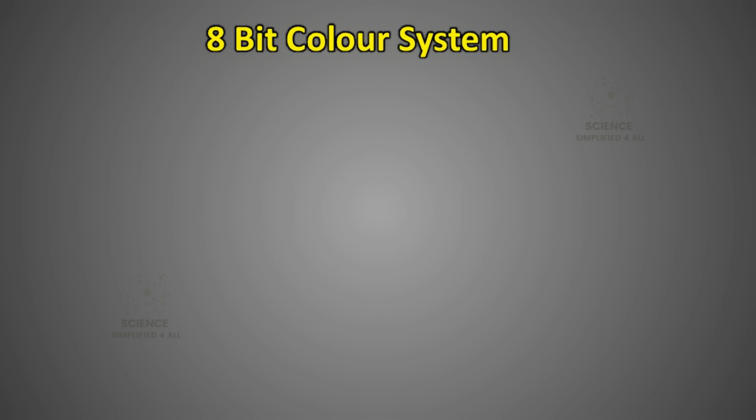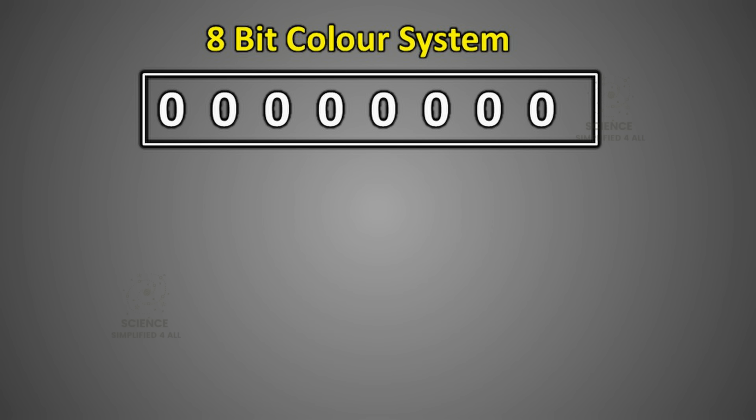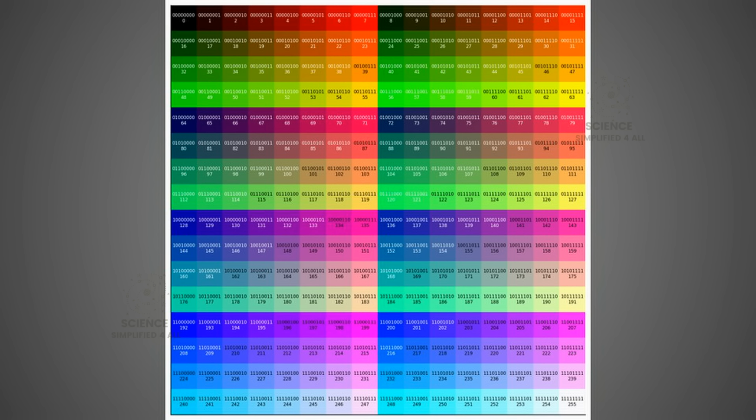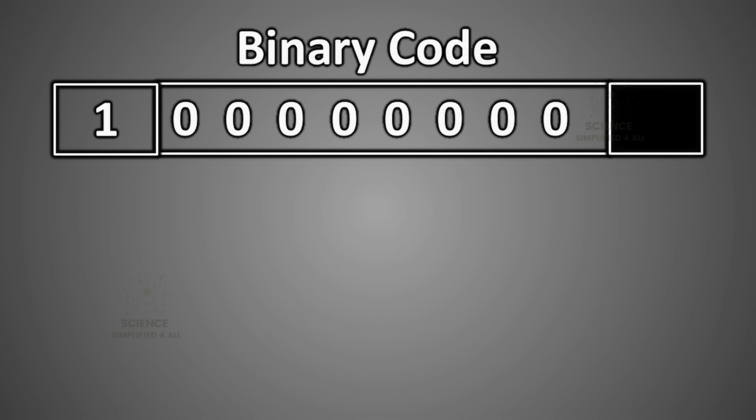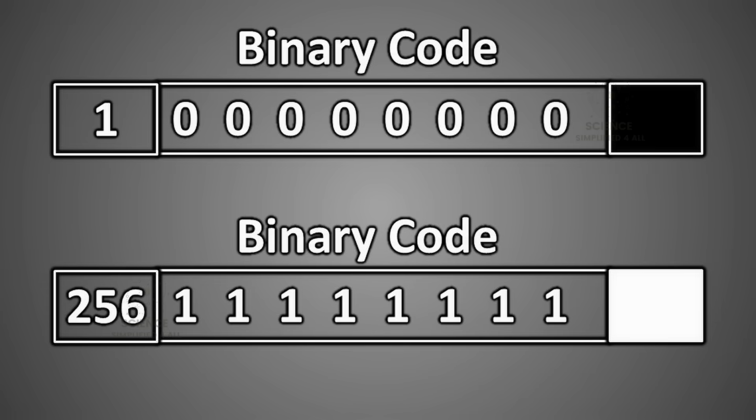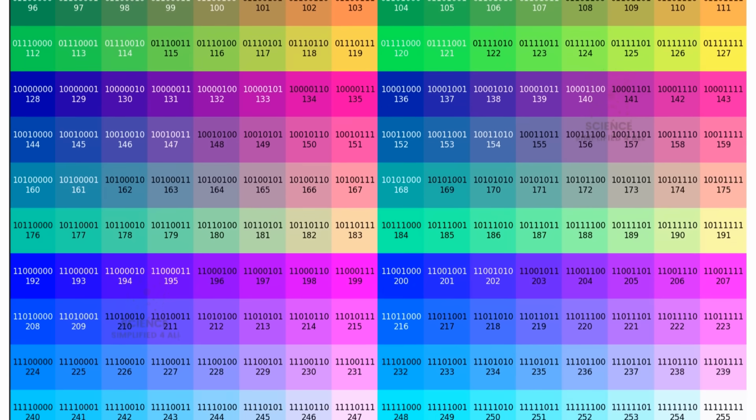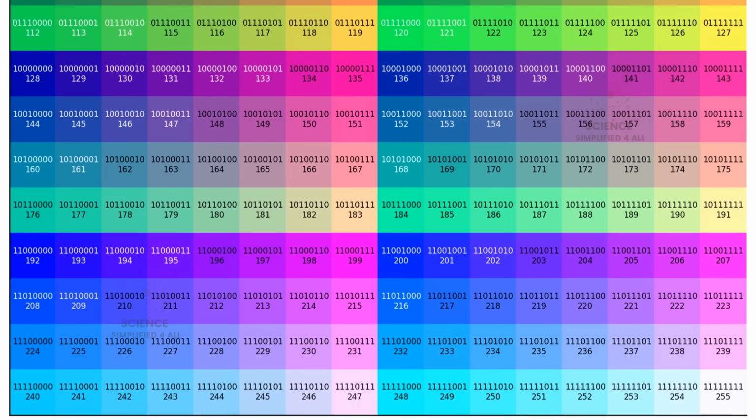For now, let us assume we are using a computer with an 8-bit color system. That means each pixel will be defined by 8 bits. Earlier, we saw that 8 bits can create 256 different combinations. With these combinations, we can represent 256 different colors. These are the colors shown here. The very first color, corresponding to this binary code, is black. The last one, the 256th color, is white. All the other colors fall in between, each mapped to its own binary code.